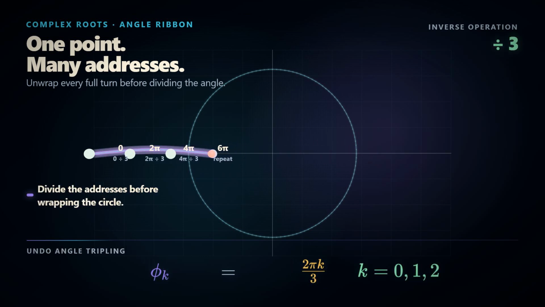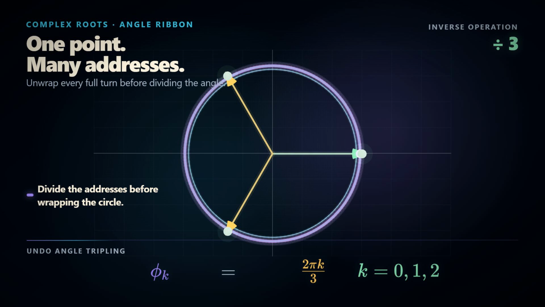Divide every target angle by 3, because cubing triples an angle. 0 becomes 0. 2 pi becomes 2 pi over 3. 4 pi becomes 4 pi over 3. Plot those directions back on the circle, and 3 equally spaced arrows appear. Stop before 6 pi. Dividing it gives 2 pi, the first direction again. Exactly 3 distinct cube roots remain.